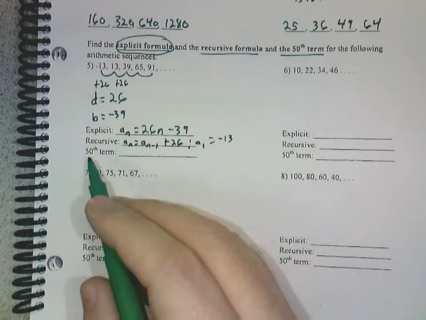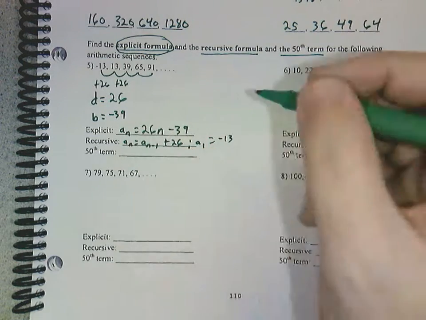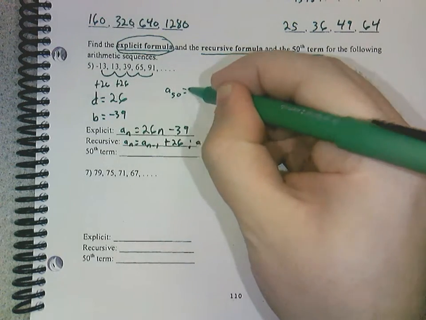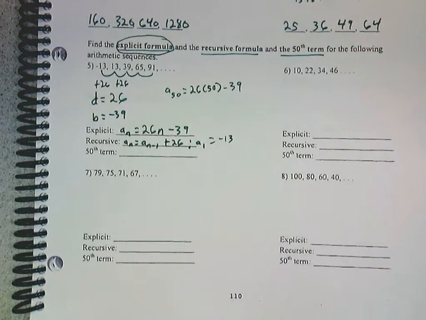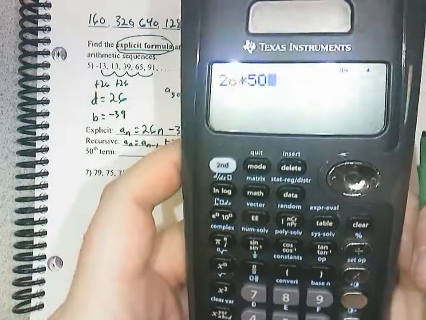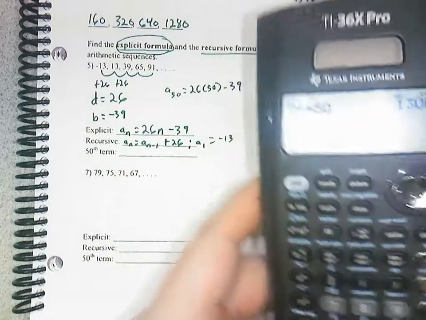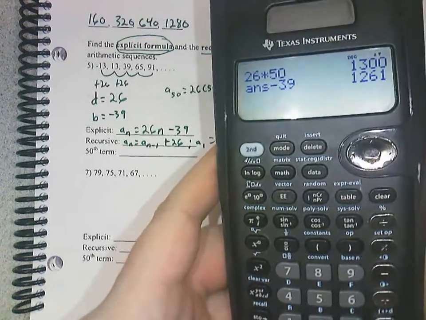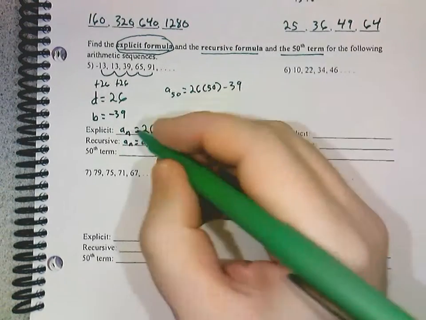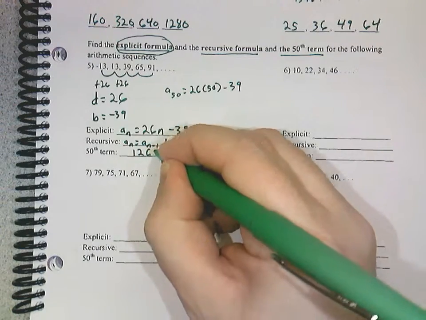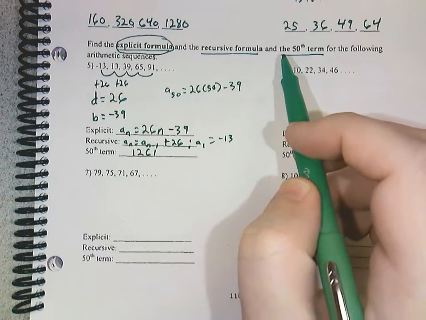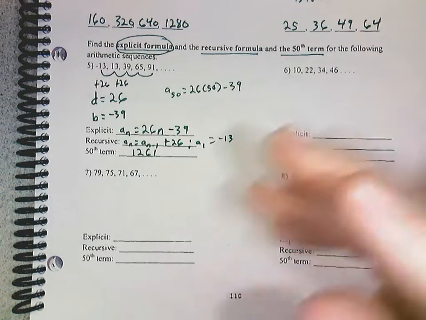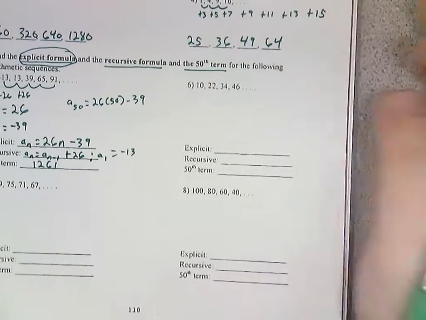And then to figure out the 50th term, all we're doing is replacing the n's with 50. So it'd be like a sub 50 is equal to 26 times 50, and then minus 39. Okay, so my times tables are amazing, but not that amazing. So 26 times 50 is 1,300, and then minus 39 is 1261. So the 50th term is going to be 1261. Okay, so if I kept going 50 times on the sequence, it would be at 1261 right there. Yep. Let's look at another example.